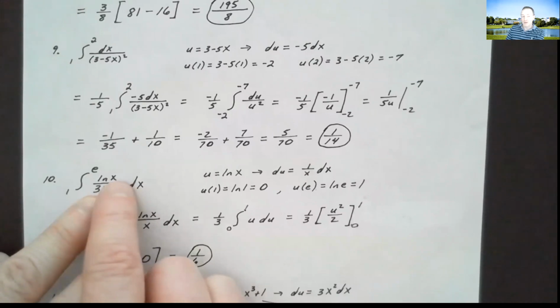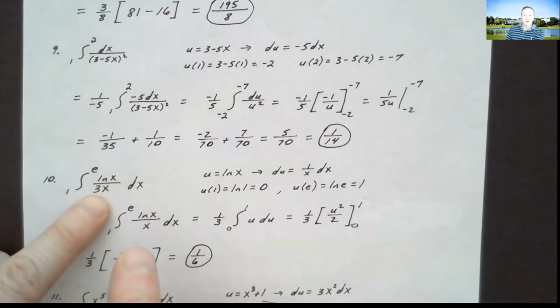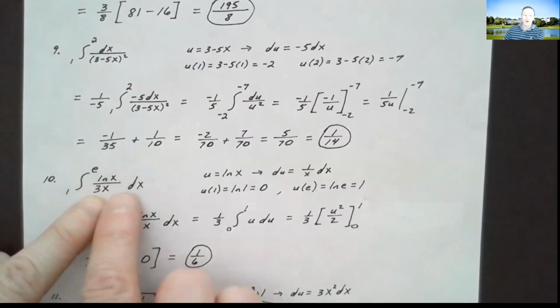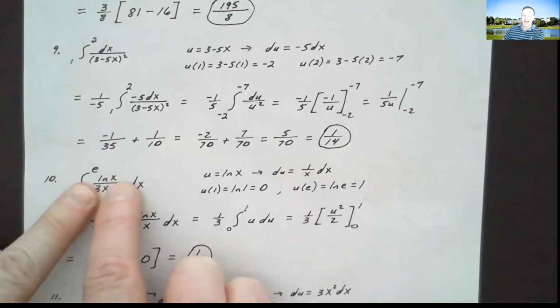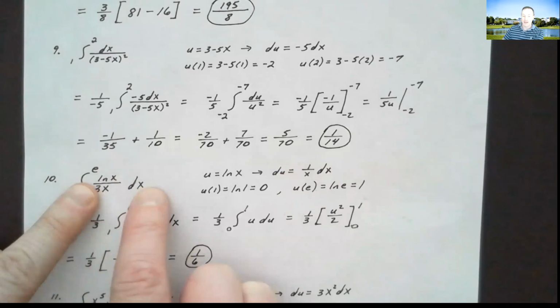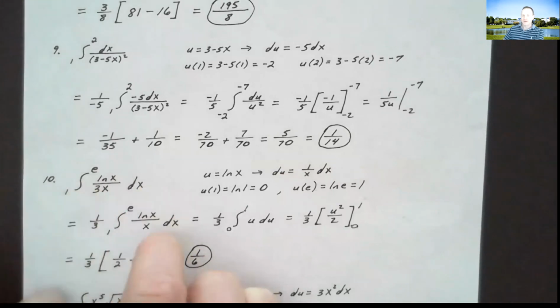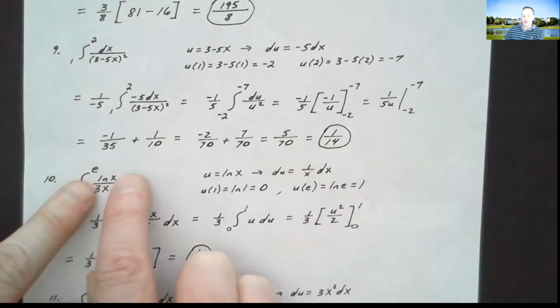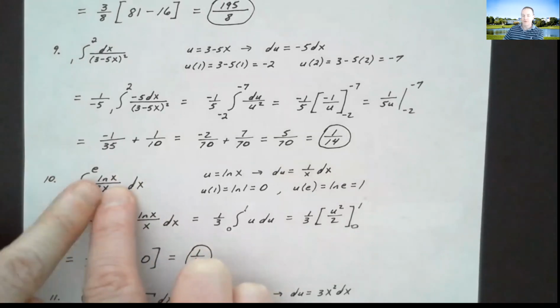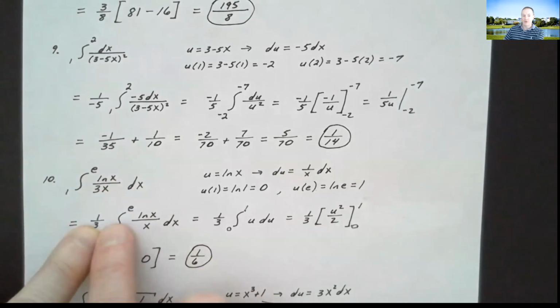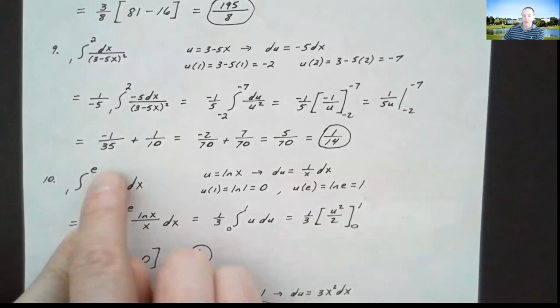But if I let u equal the natural log of x, then I know that the derivative of the natural log of x is 1 over x. And I have a factor of 1 over x in this problem. Keep in mind, this could be rewritten as the natural log of x over 3 times 1 over x dx. So since this first part can be written as the natural log of x over 3, how about I just factor that 3 to the outside as a factor of 1/3? That's the same thing. So that's exactly what I did.